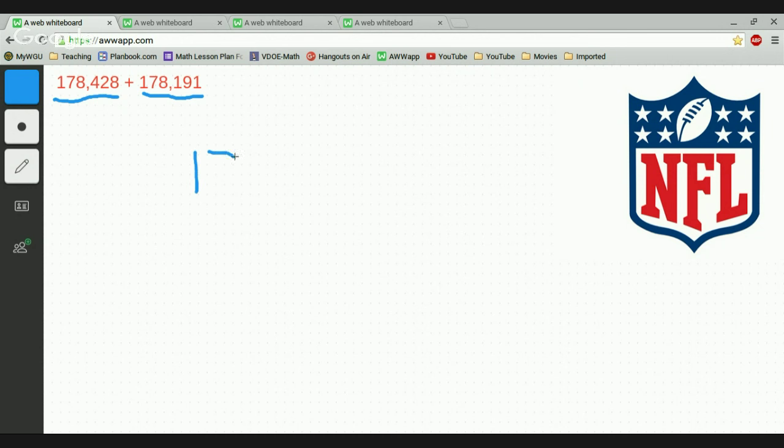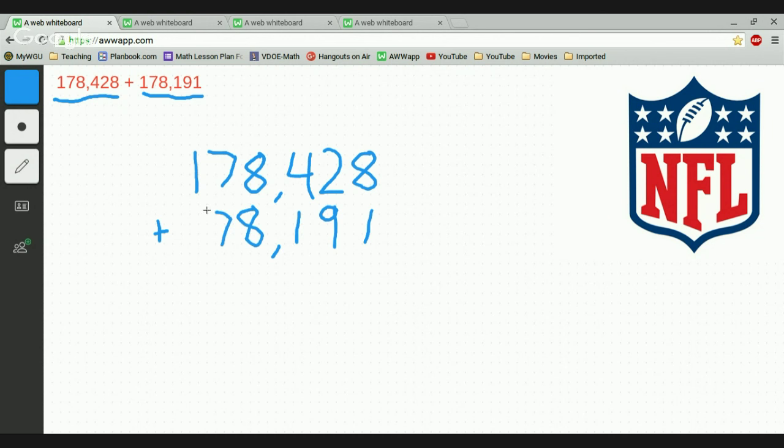So we're going to write the first addend, which is the fancy word for numbers in an addition problem, 178,428. Now, underneath that, we're going to add it, and we're going to make sure the place values line up. How I wrote this left to right, I actually reverse it, so I go 1, 9, 1, comma, 8, 7, 1. That just helps me line up my place values so I don't make any mistakes.